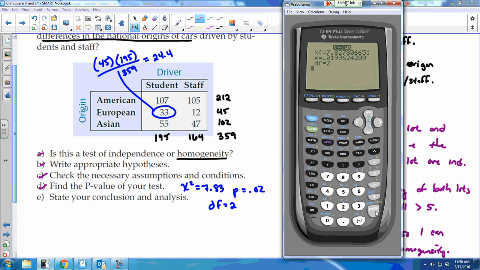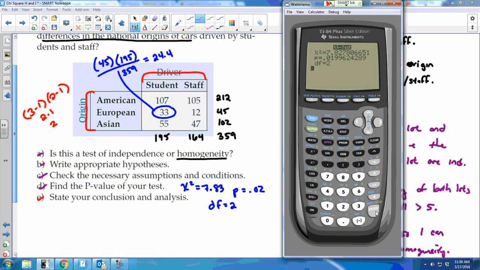So the degrees of freedom is rows minus 1 times columns minus 1. So 2 times 1 is 2. So make sure you know that. Any questions so far?